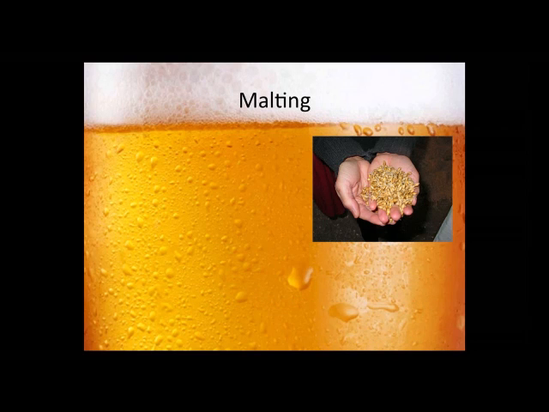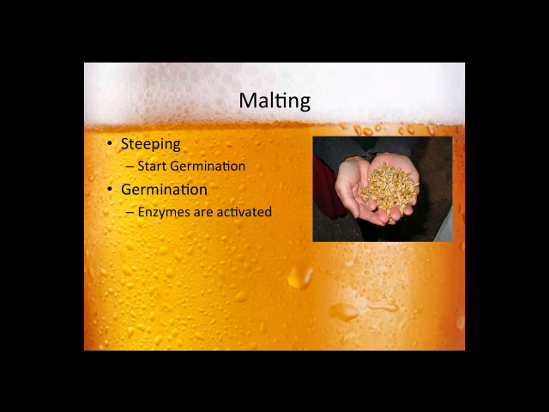Let's do a quick review. There's a steeping process. This starts the germination. The plant or the seed gets ready to grow into a plant. Enzymes are activated, specifically our alpha and beta amylase, which we'll discuss in a few slides. And this process is stopped through kilning. There's also some flavors and color that are added through the Maillard reactions.